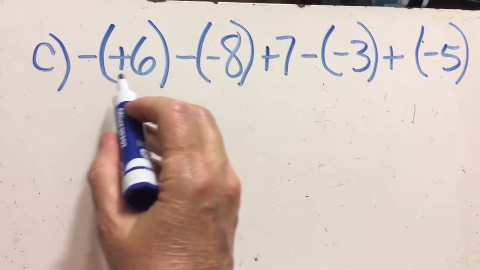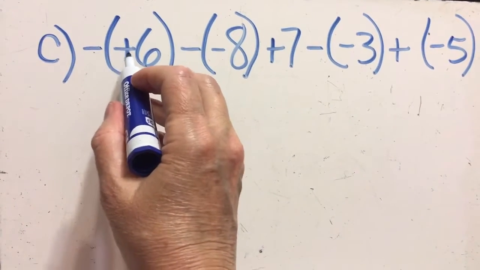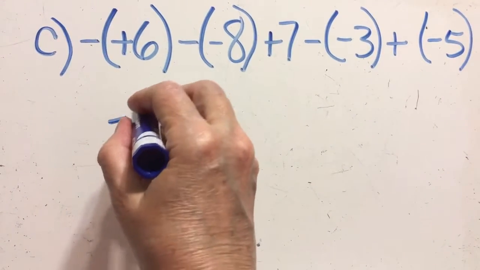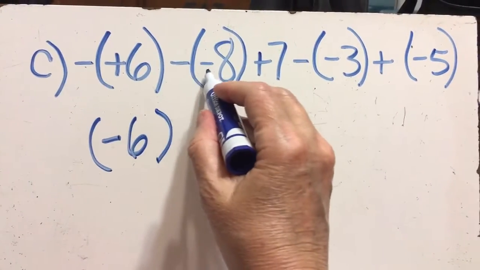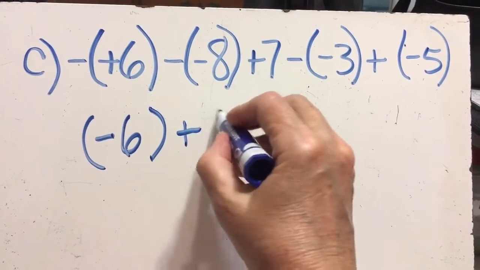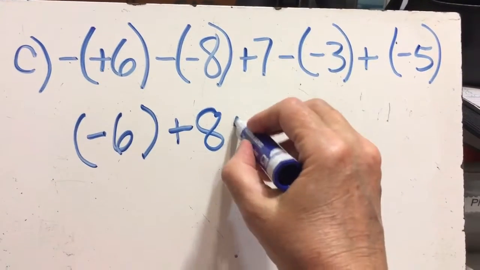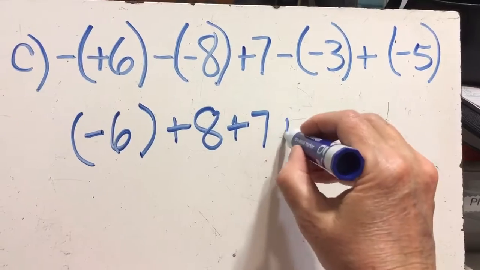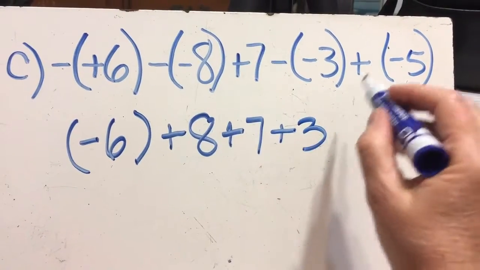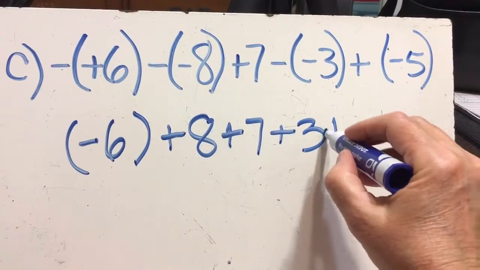Okay, this one is not written correctly. The opposite of a +6 is a -6. So let's go ahead and simplify each one of these. The opposite of a -8 is a +8, plus the 7. The opposite of a -3 is a +3. And then this one is already written correctly.